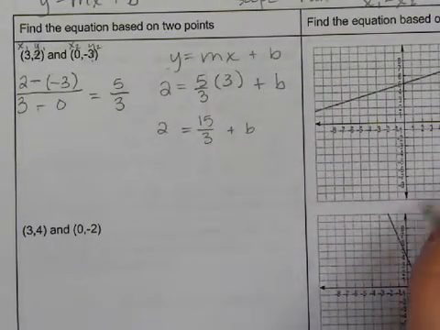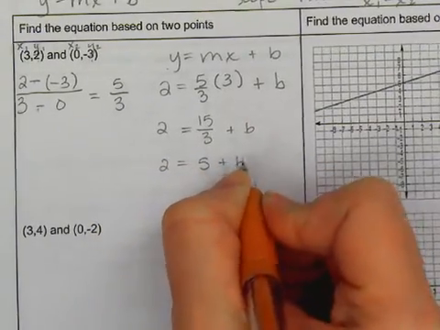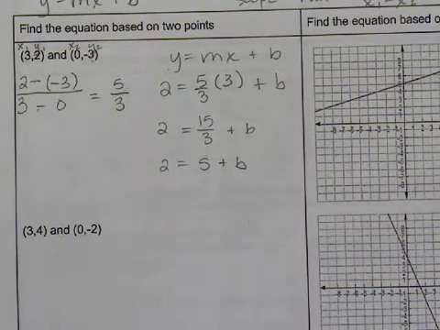Which means that my equation, I have y equals mx plus b, so y equals 5 thirds x minus 3.